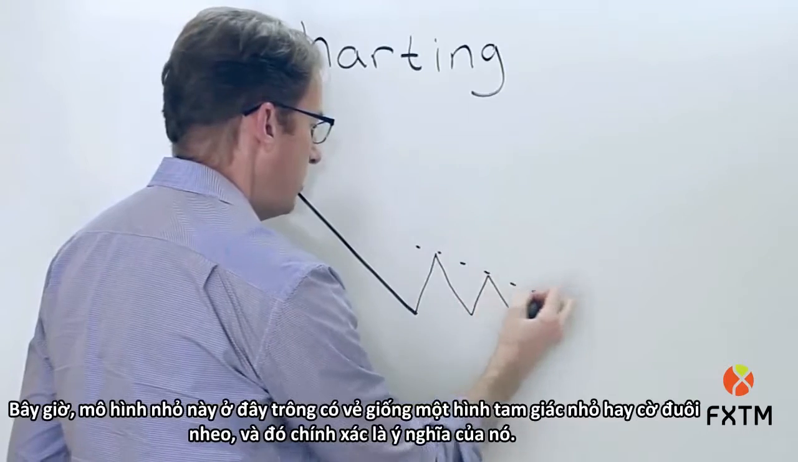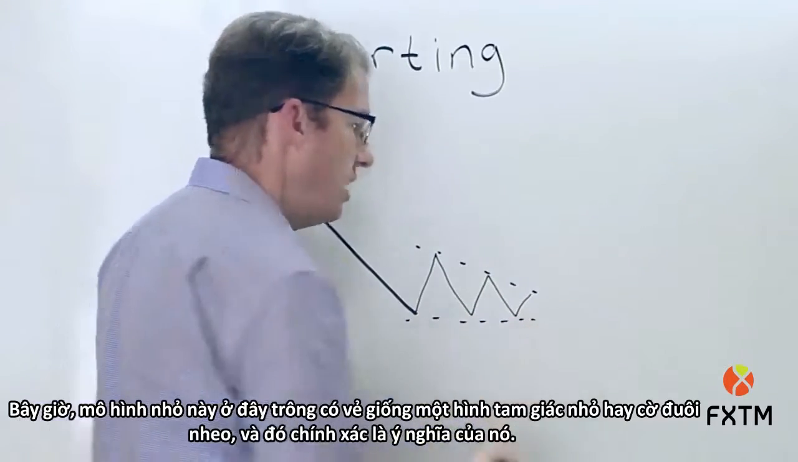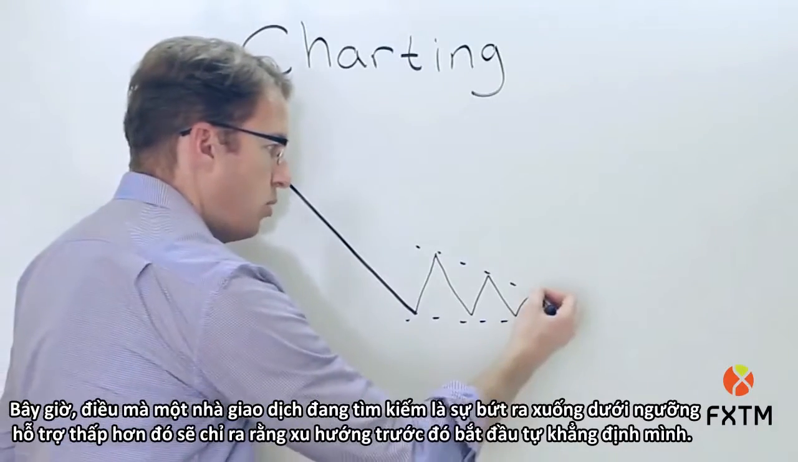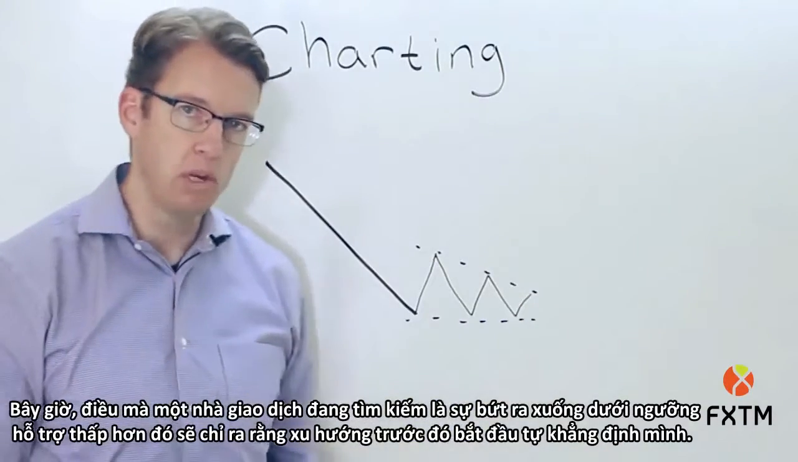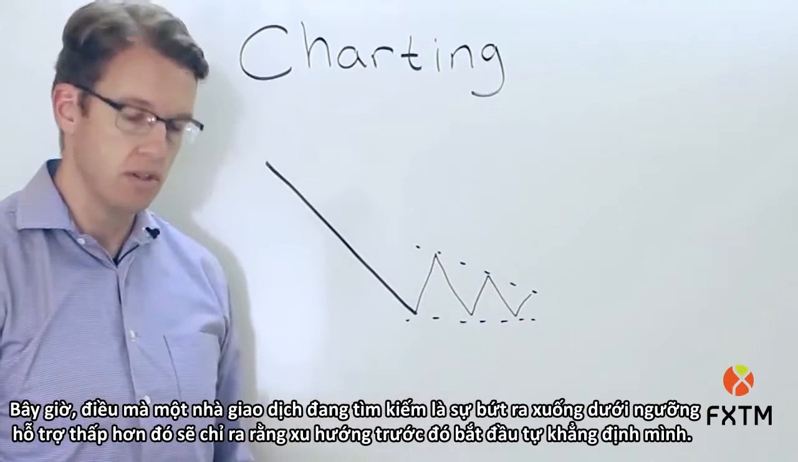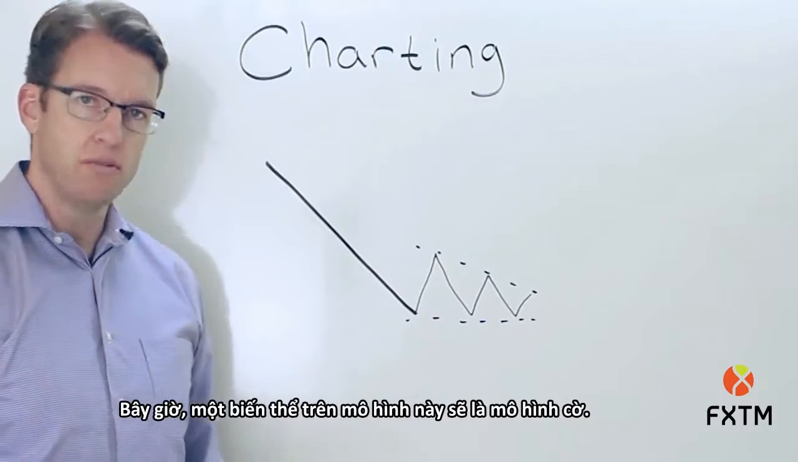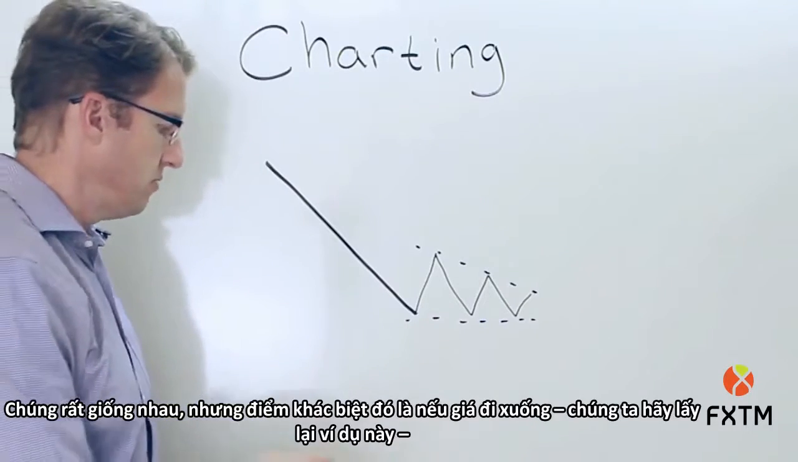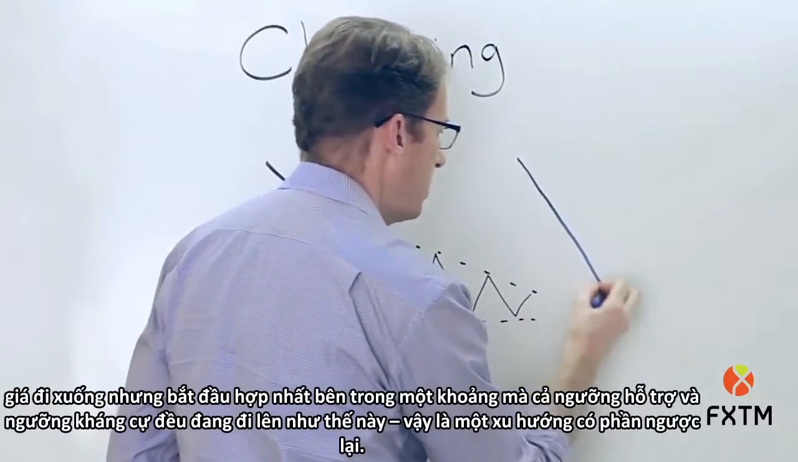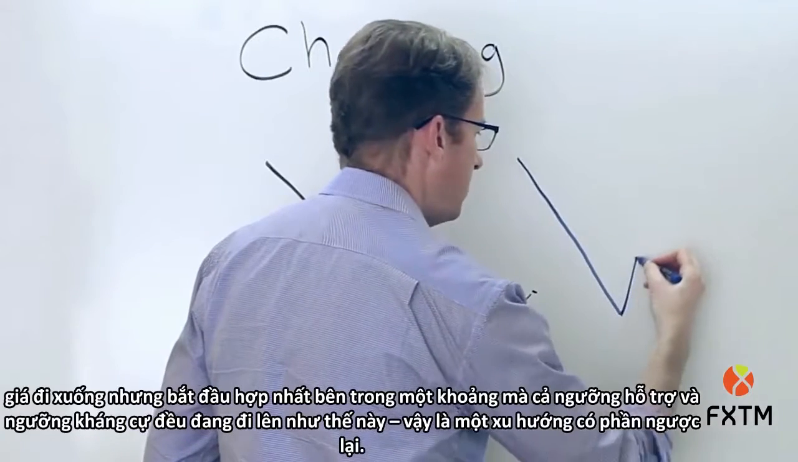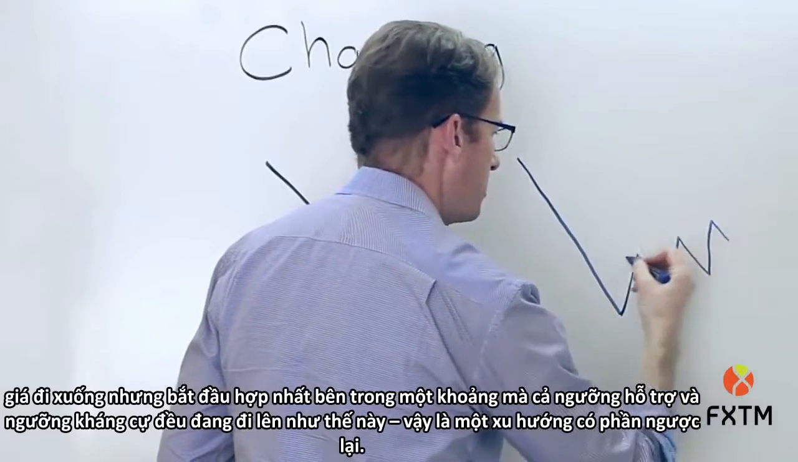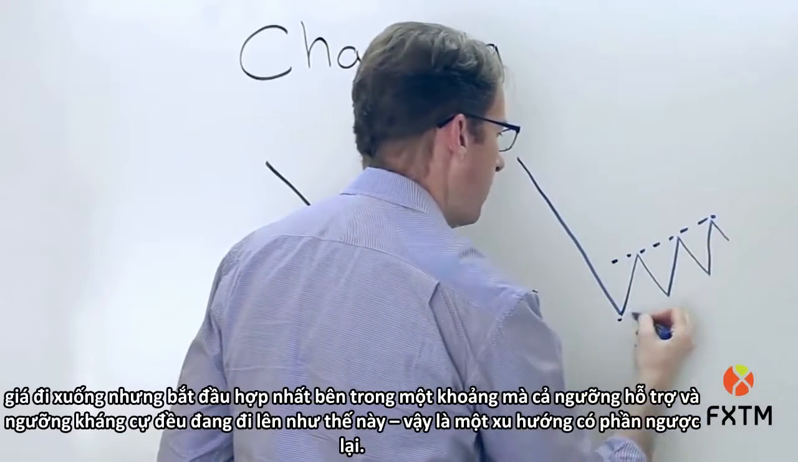Now, this little pattern looks kind of like a small triangle or a pennant, and that's exactly what it is. What a trader is looking for is a breakout below that lower support level, which would indicate that the previous trend was beginning to reassert itself. A variation on this would be a flag. They're very similar, but the difference is that if the price was going down, it begins to consolidate within a range where both the support and resistance levels are climbing, like this. So a little bit counter trend.